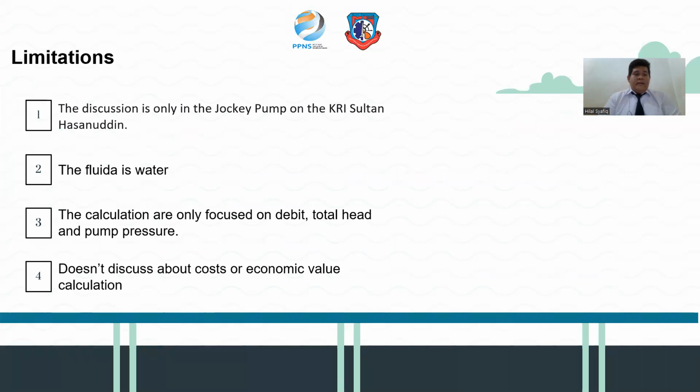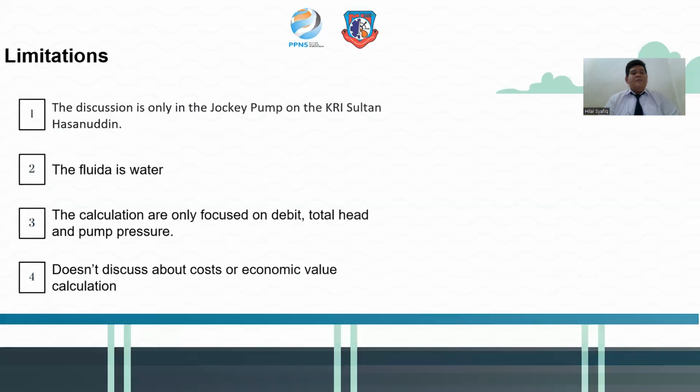The next is limitation. The first limitation is that the discussion is only on the jockey pump on KRI Sultan Hasanuddin. The fluid is water, and the calculations are only focused on debit, total head, and pump pressure. And the last, it doesn't discuss cost or economic value calculation.